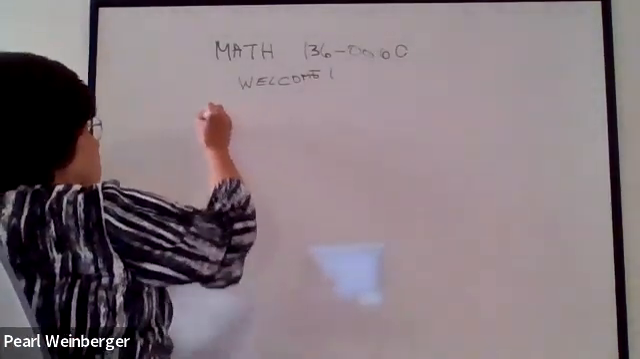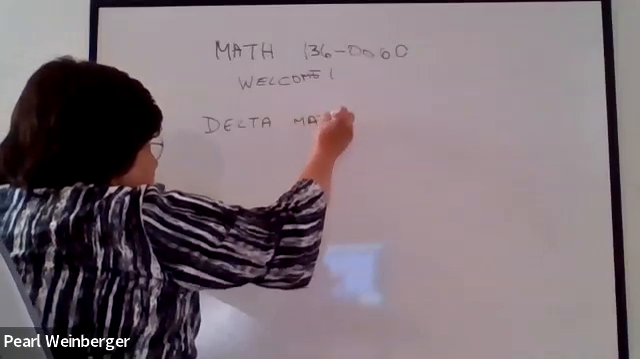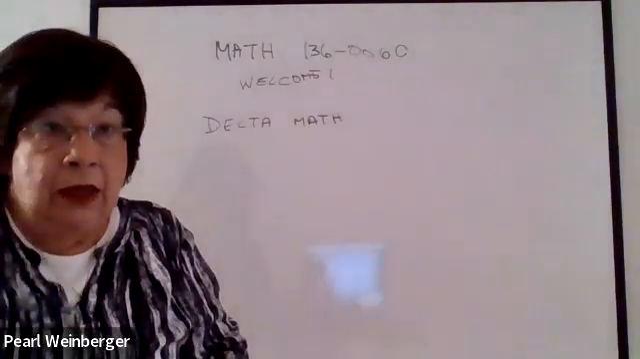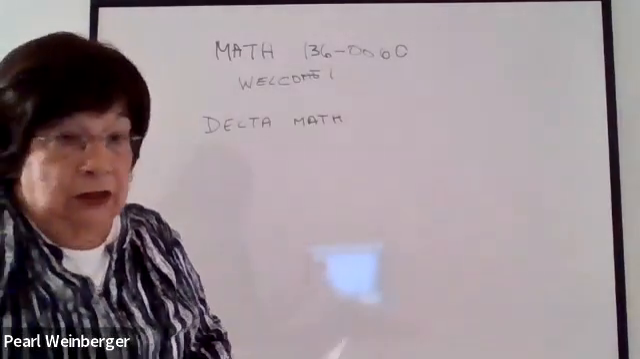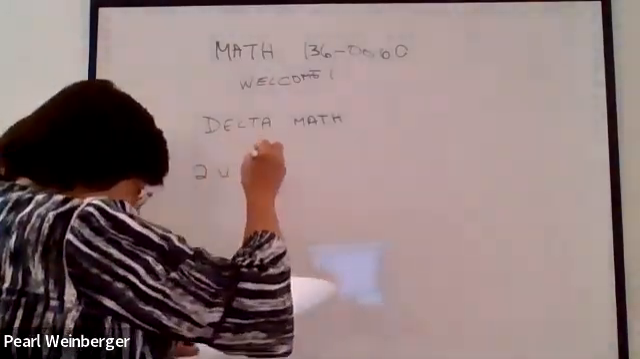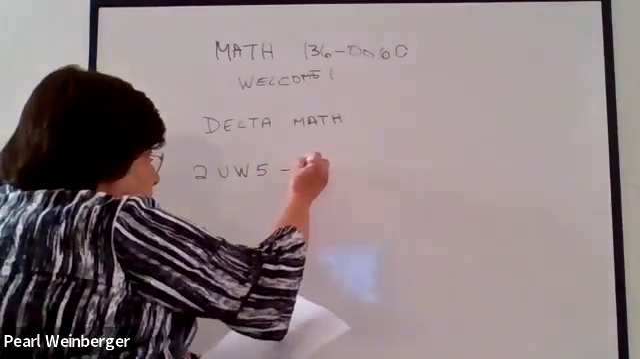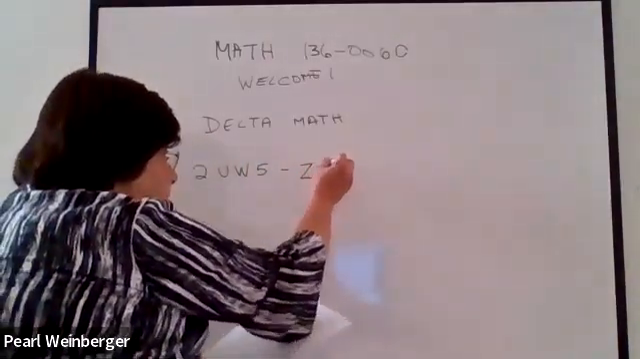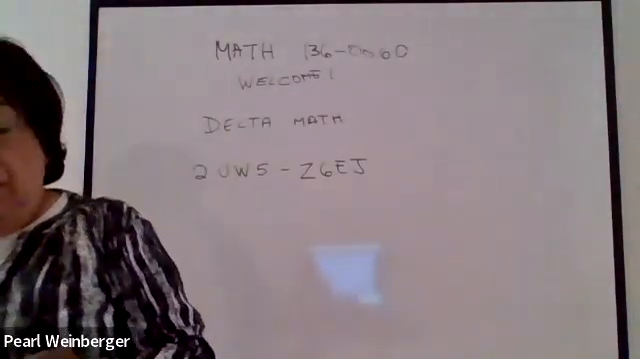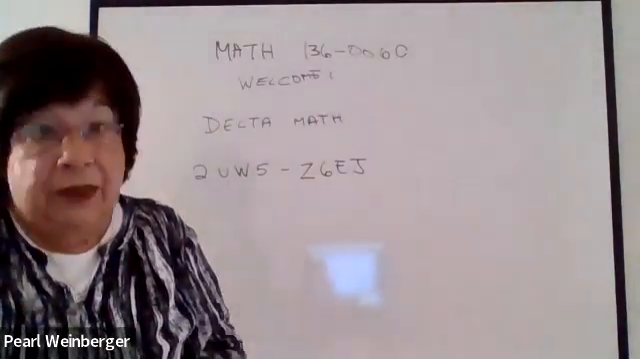You'll just go to deltamath.com. And what it's going to ask you for is a class code. It's posted on Blackboard, but I'll write it here also. It's 2U5-Z6EJ. And you will see when you put in that class code, it will come up as Professor Weinberger's Math 136006 class. That is us.